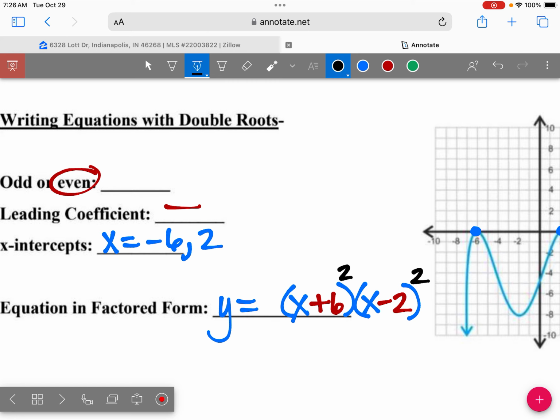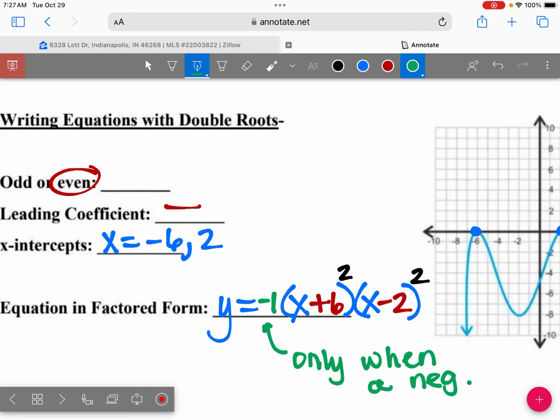That was the problem with one of the questions we had on our skills check. That one equation was worth 5 points. A lot of people forgot to square the factor. And because this is negative, anytime it's negative, you have to put a -1 in the front. And this is only when it's a negative LC. That's the only time you have to put a -1 first. So if it's negative, we have to put a -1 first.